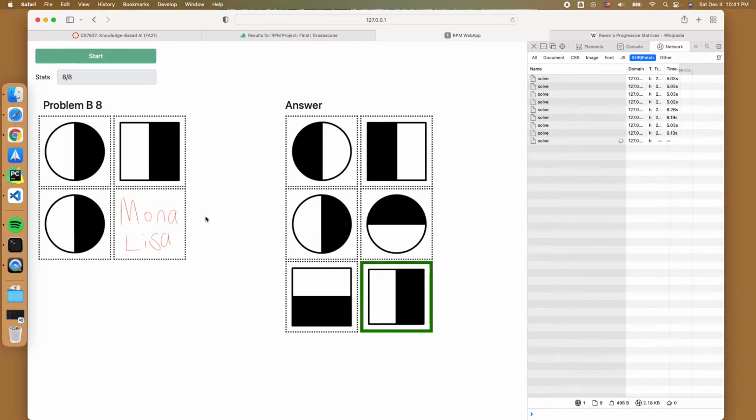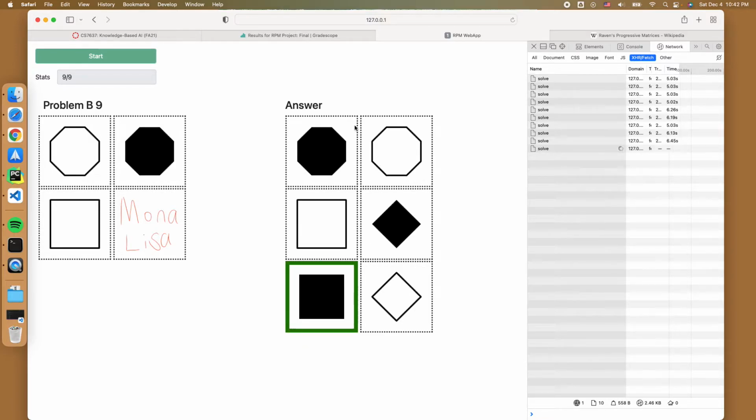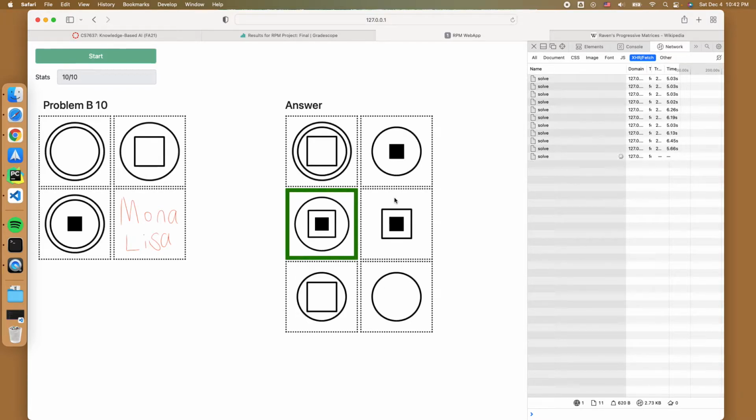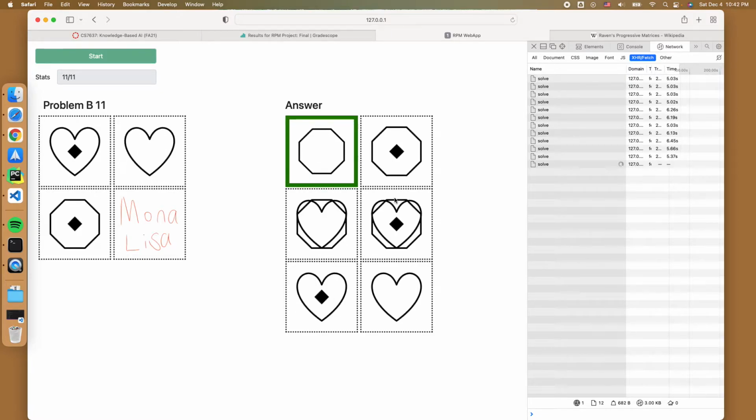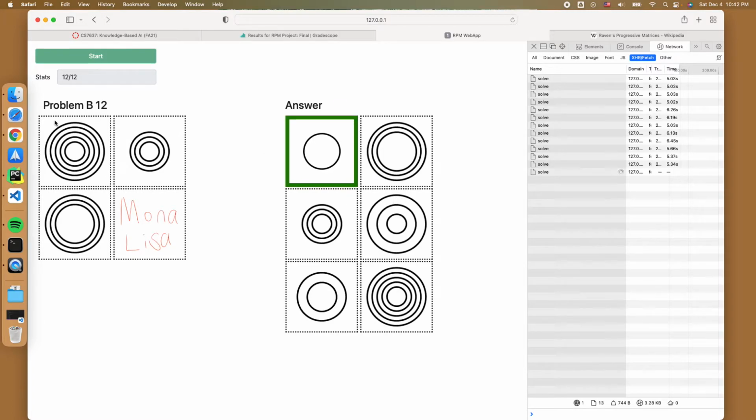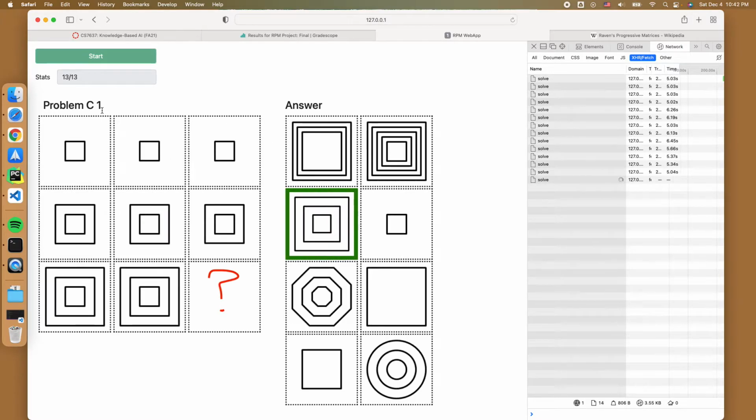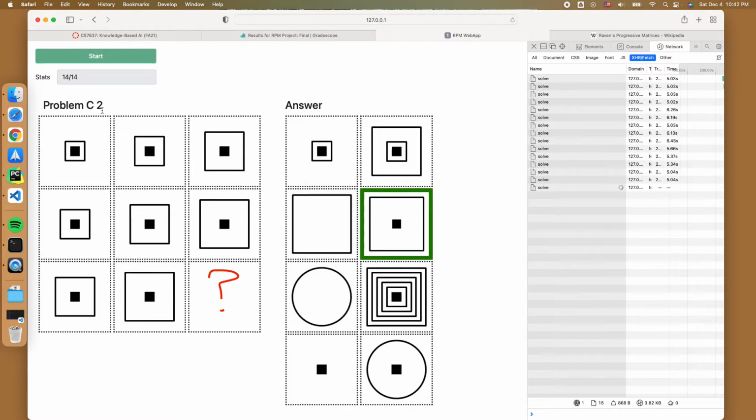So as you can see, on the left side is the problem itself, and on the right-hand side are the answers that my agent is picking to answer each question, which are highlighted in green. It's gonna go through 4 sets of problems. Set B is the 2 by 2 problems, and from set C to set E, it's all 3 by 3 problems.